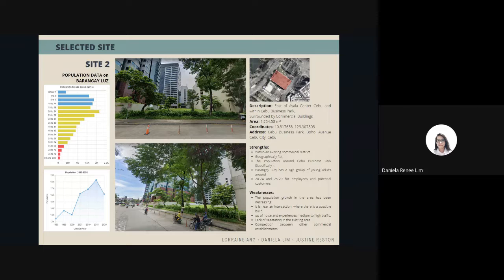The site is also surrounded by other tall buildings, and the location is near commercial and residential areas. Furthermore, the location in Cebu Business Park is populated with customers, employees, and managers.